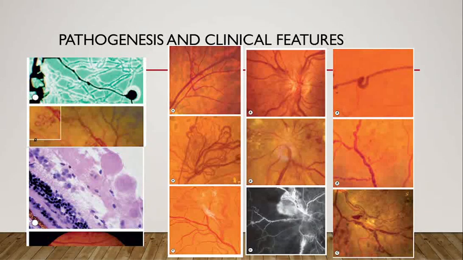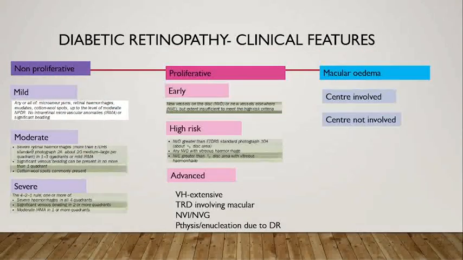And this is how it looks in the fluorescein angiogram, where the blood vessels start leaking, and neovascularization has the proliferative phase as well as later on the fibrotic phase. So you have mild, moderate, and severe diabetic retinopathy. Non-proliferative, then the bad thing is proliferative: early, high risk, and advanced. And then macular edema we classify as center involved, where the fovea is, where the maximum vision is at the fovea, and then center not involved, where there can be macular edema and the vision is less affected.